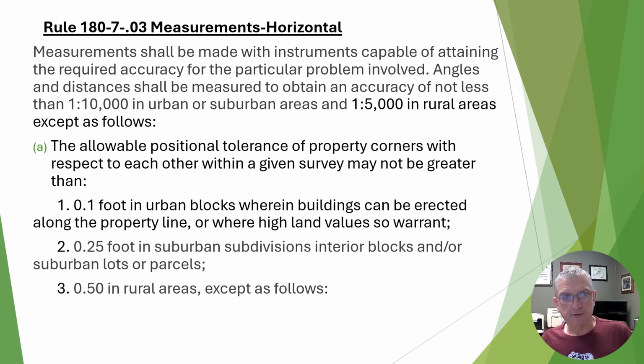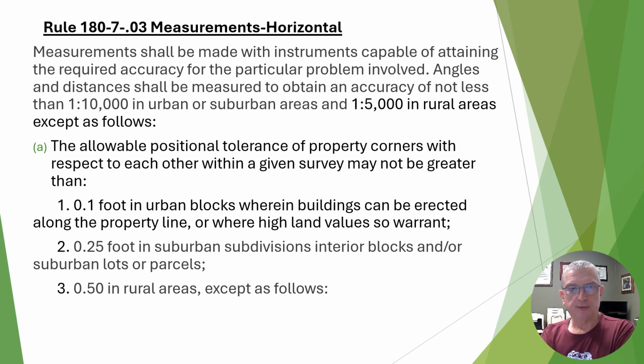Rule 180-7-.03 is titled Measurements Horizontal. There's a totally different rule about vertical measurements, benchmarks, and topography, which is not covered in this presentation. This is purely about property surveys.